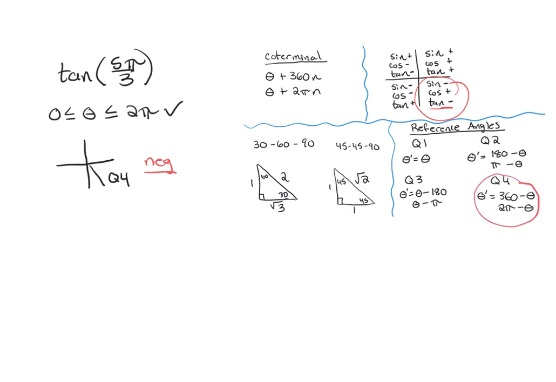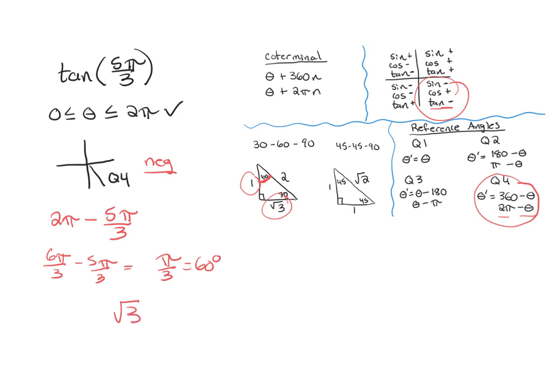Quadrant 4, to get the reference angle, I need to do 2 pi minus theta. So 2 pi minus 5 pi over 3. So that would be 6 pi over 3 minus 5 pi over 3, which is just pi over 3, which we know is 60 degrees. So 60 degrees is my reference angle, and tangent is opposite over adjacent, so that's square root of 3, and remember it's negative.